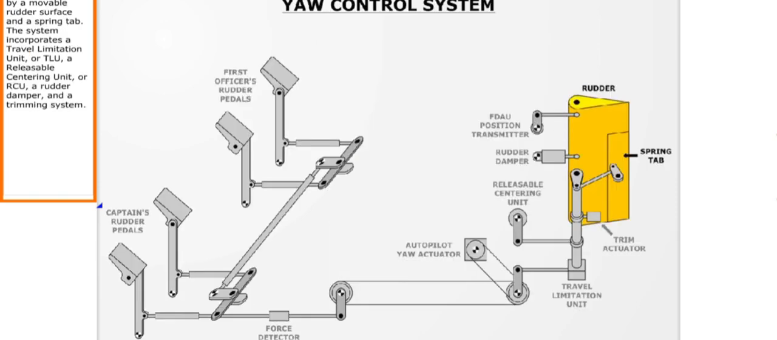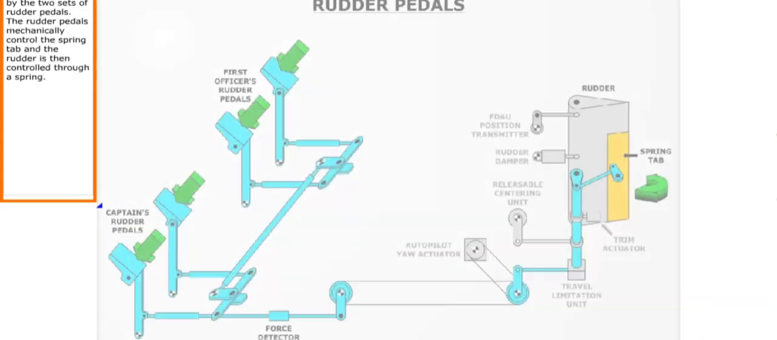Yaw is controlled by a movable rudder surface and a spring tab. The system incorporates a travel limitation unit, or TLU, a releasable centering unit, or RCU, a rudder damper, and a trimming system.